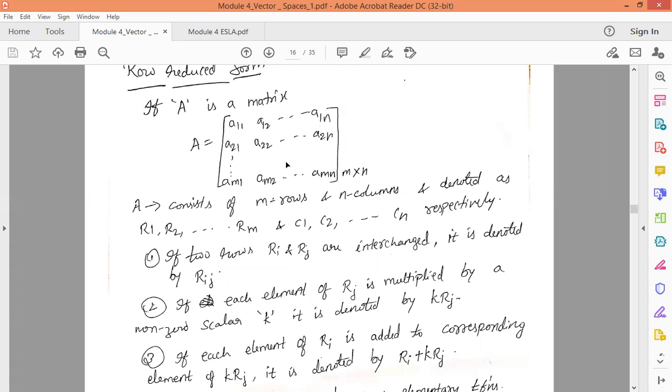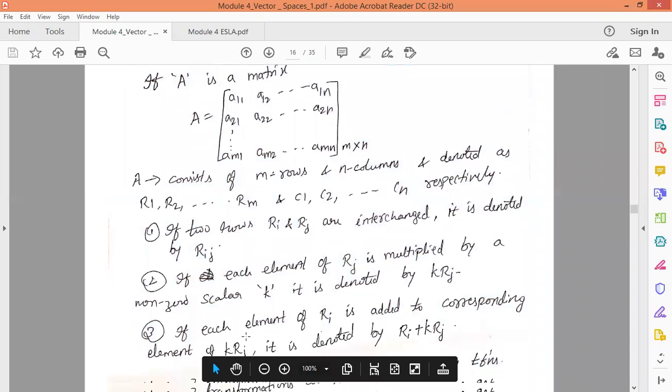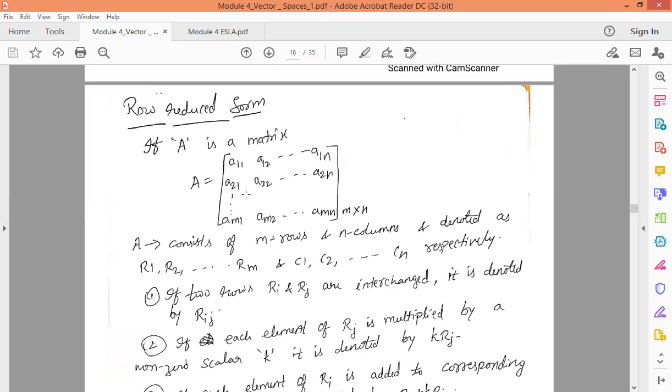Yes. If you want to multiply the row 2 elements by 3, then you can represent that as 3R2. Similarly, the third type of operation is that each element of Ri can be added to the corresponding element of kRj, denoted as Ri plus kRj. For example, if you multiply R2 by 2, that is represented as 2R2, and if you want to add it to R1, that is represented as R1 plus 2R2.